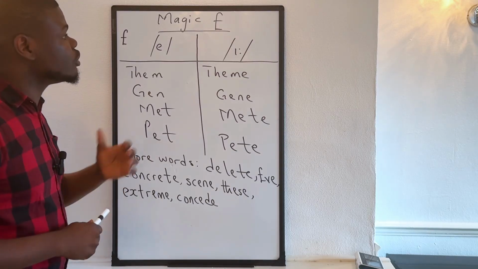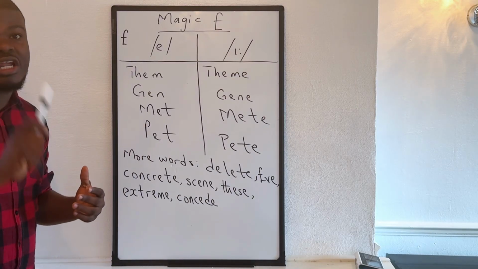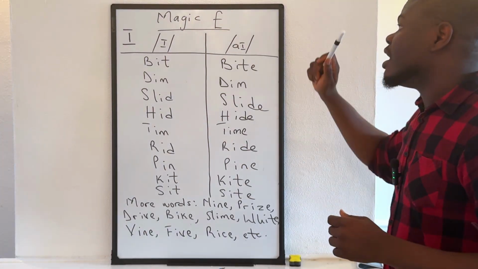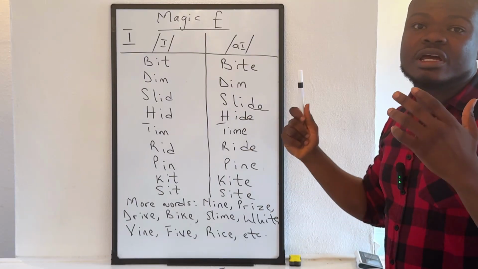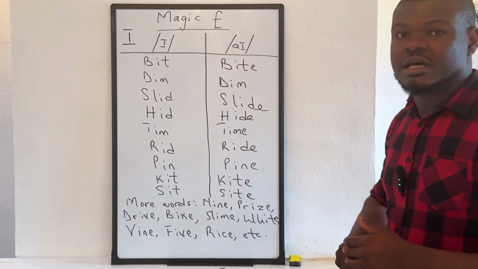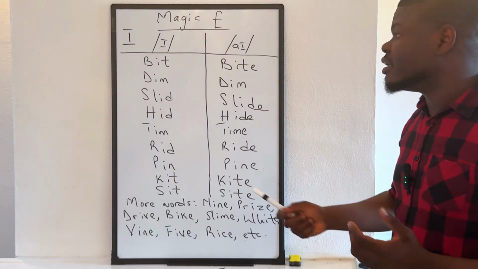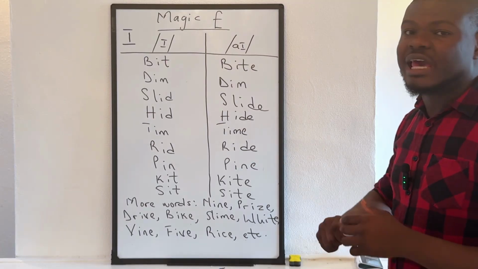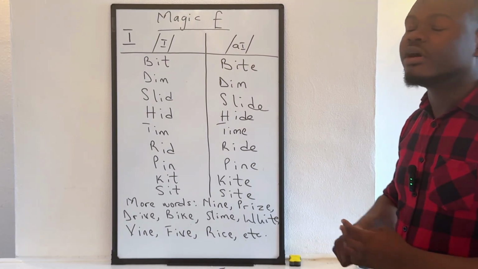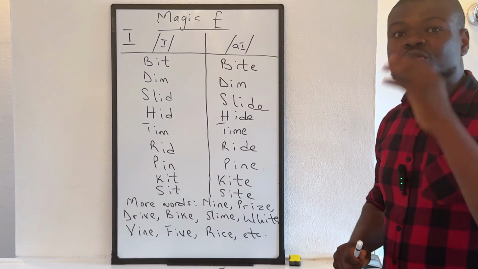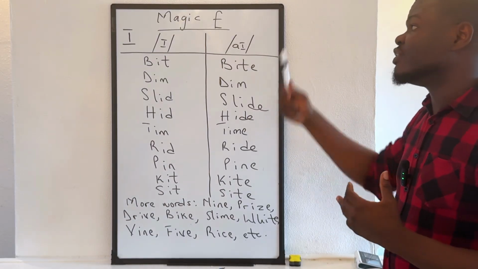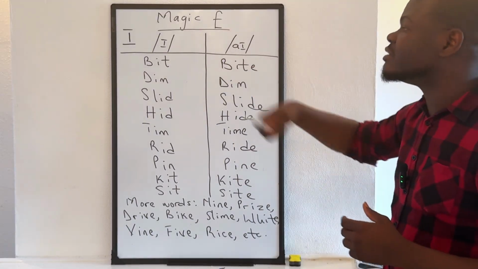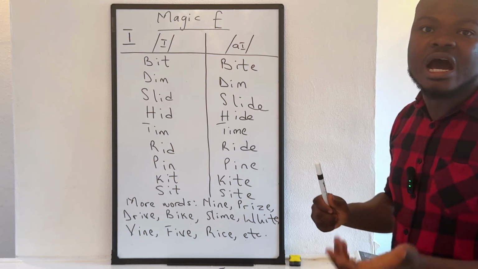So the next letter we're going to consider would be the letter I in relation to the magic E. The next letter is the letter I, and normally letter I would sound short, as in bit, as in dim, as in slid, as in hid, Tim, rid, pin, kit, and sit. However, when we add the magic E after the consonant sound that comes after the letter I, it changes the short sound to the diphthong I.